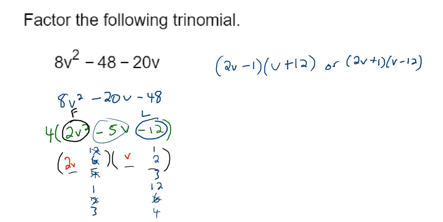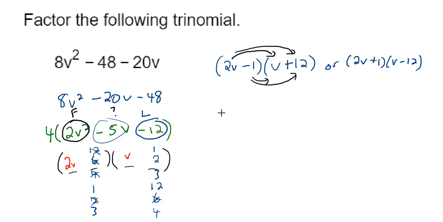We don't really have to check the other parts of this problem because the way this guess is set up, I know I'm going to get 2v squared from the F in the FOIL process. I know I'm going to get minus 12 from the L. The only thing I don't know about is that middle term. Which guess is going to give me the negative 5v in the middle? So I'm going to see if it's this one. So we'll check by doing FOIL. So first, outer, inner, last.